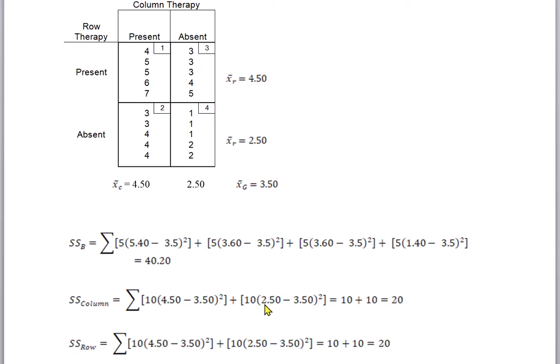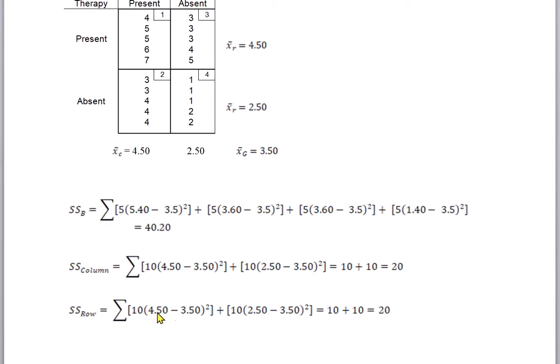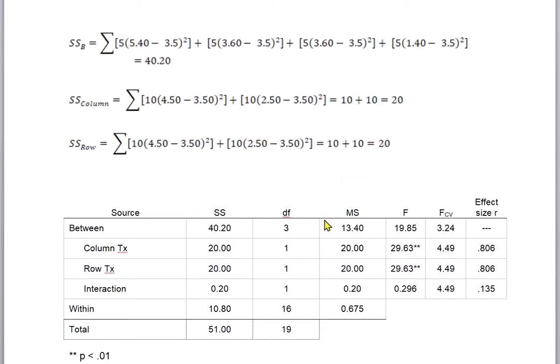But we can see the math here. 2.5 minus 3.5 is 1. Actually, in this case, it's negative 1. Square that number and we have 1. 1 times 10 is 10. And so that's where this number right here comes from. 10 plus 10 is 20. And then we move on to the rows, and we have the same pattern here with the sum of squares for the rows coming out to be 20.